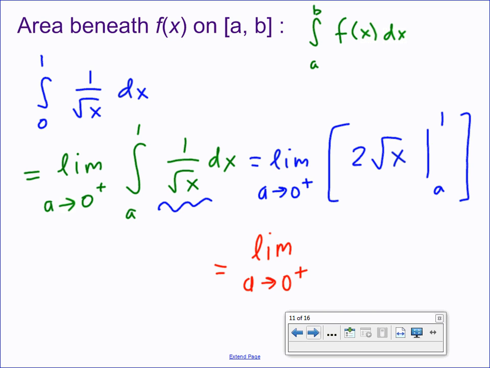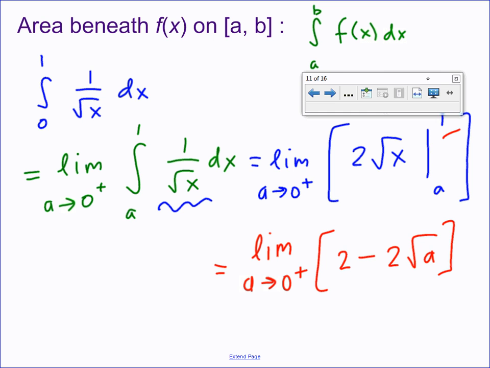I'll plug in my upper limit all the way through, and I get 2 root 1. 2 square root of 1 is just 1 times 2 is 2. Minus my lower limit all the way through is 2 root a. Is that right? Can I evaluate this limit as a approaches 0 from the right? Certainly. Limit of a constant is the constant itself. The key here is that we were letting a approach 0 from the right, and that would be allowed.